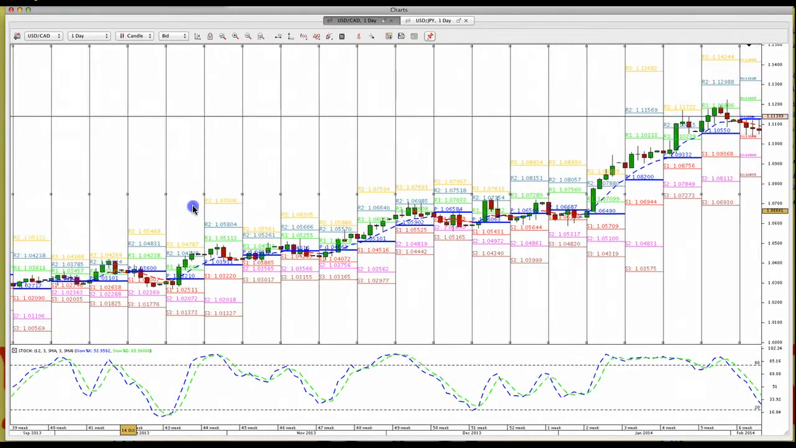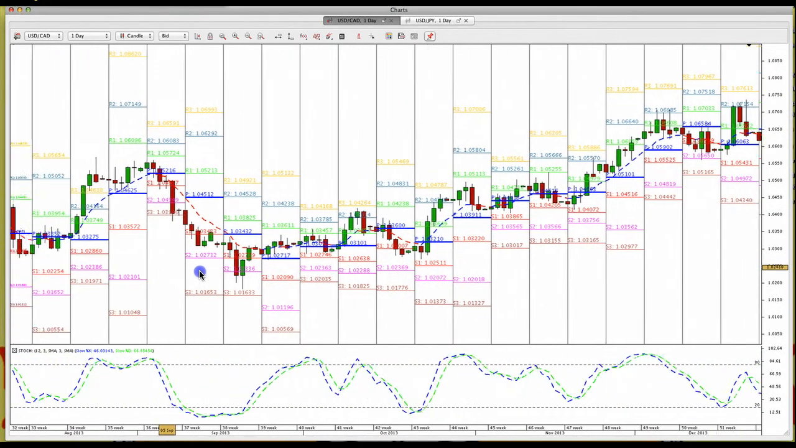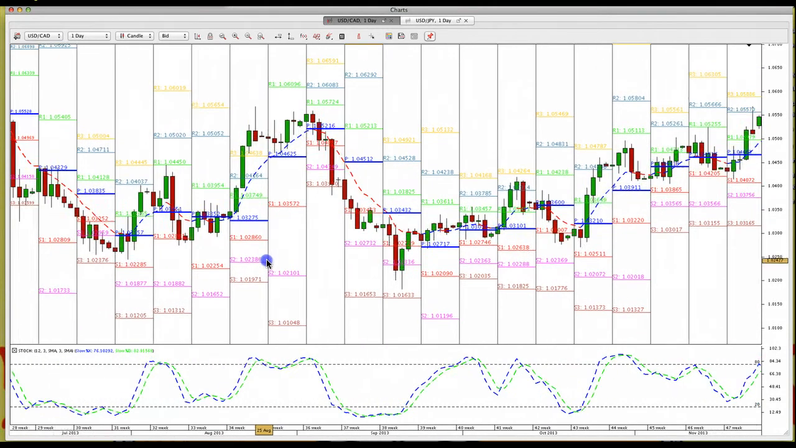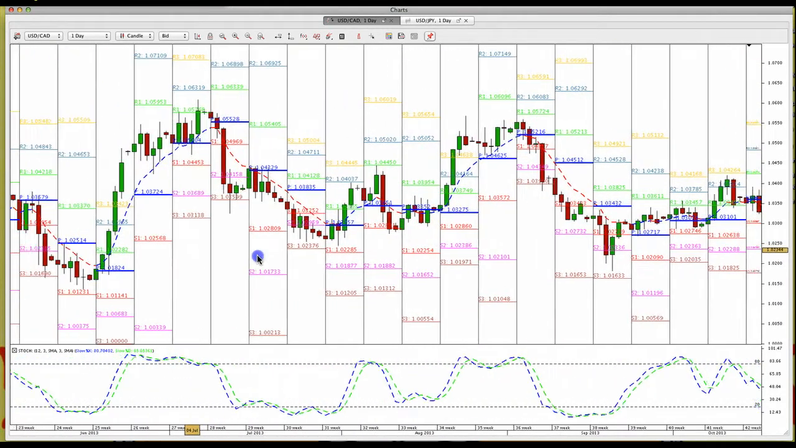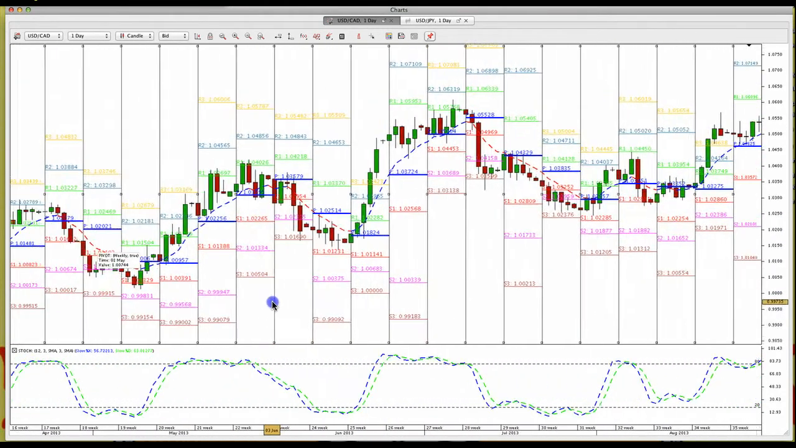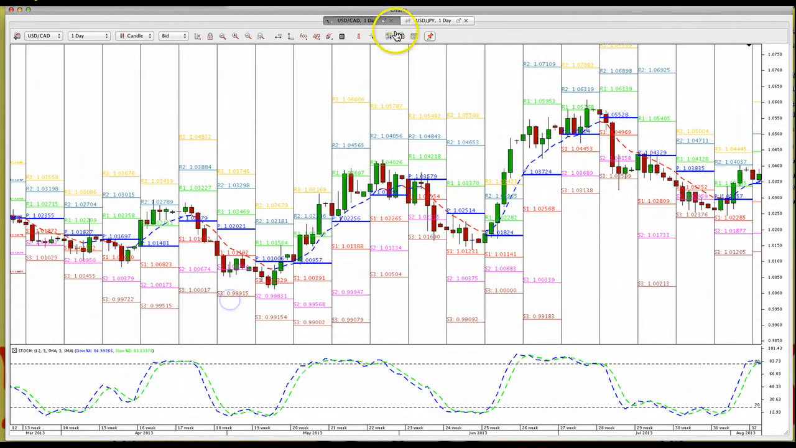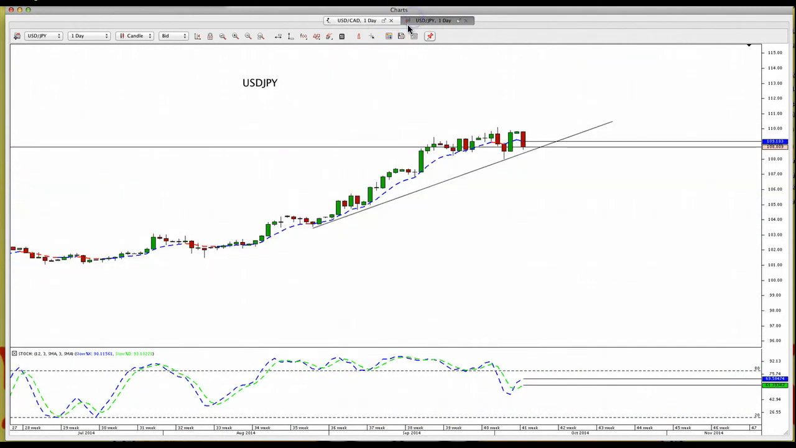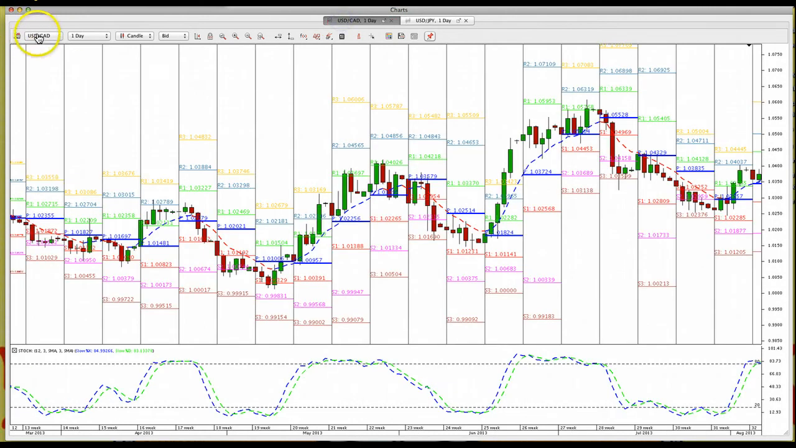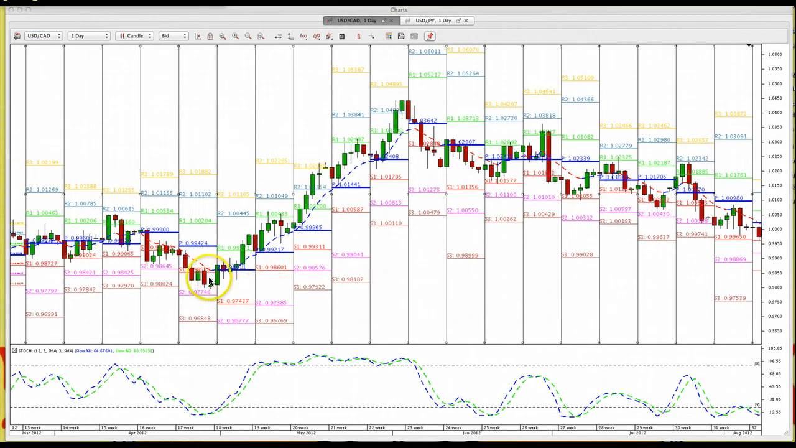I thought I saw a few head and shoulder patterns on a daily chart on this pair, but I guess I didn't. Maybe it was the Euro dollar. Let's look at some other pair. Okay, there's a morning star. Stochastics oversold.